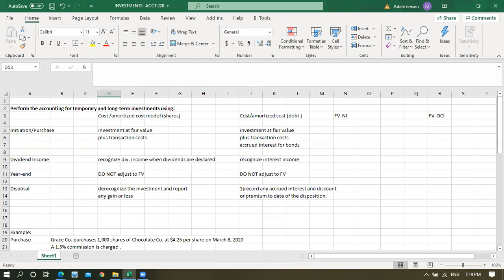Okay, so we finished our example on the cost model using shares, and we will next look at the amortized cost using debt in another video.